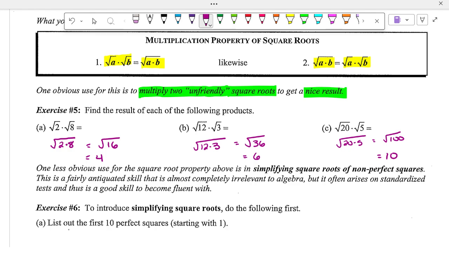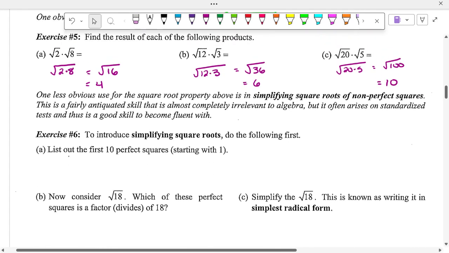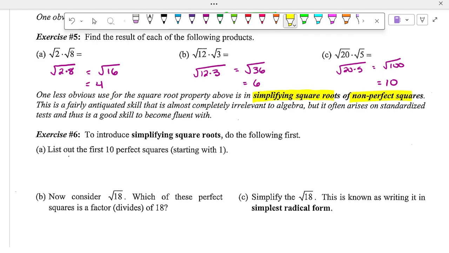Now, the reason we're talking about this property is it really comes in handy when we're simplifying non-perfect squares. Okay? So, simplifying square roots of non-perfect squares. It's almost completely irrelevant to algebra, but it becomes pretty standardized on tests. So it's a good skill to be fluent with. So in other words, a lot of times, especially on the EOC, they don't want rounded answers. They want the simplest standard form or the simplest radical form.